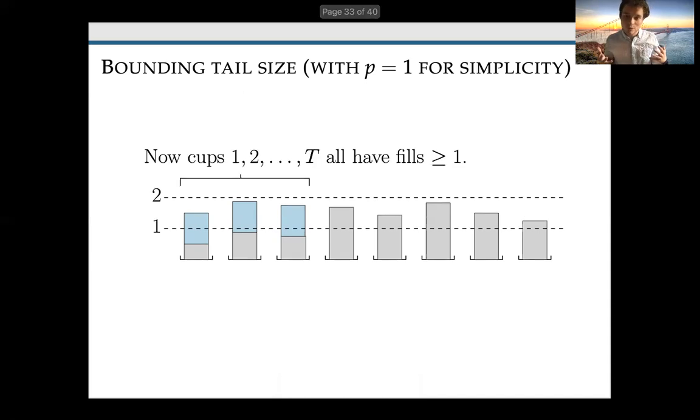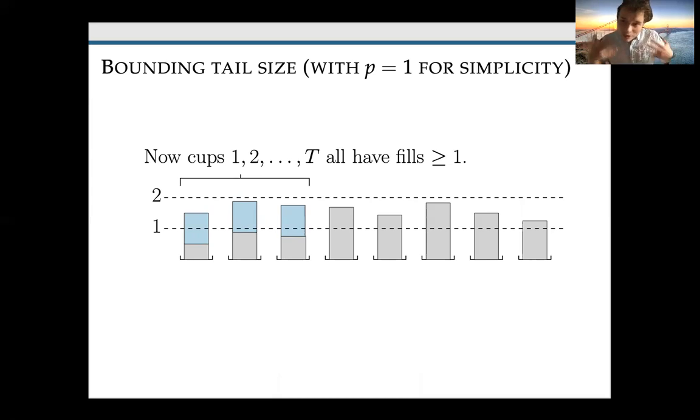Now we're in a situation where before we had some unknown set of T cups that had fills 2 or larger. And now we have a known set of cups, just namely the cups 1 through T, that are guaranteed to each have fill at least 1. By the way, this actually works even if these cups were among the cups that contributed to the tail size initially, although you have to be a little careful about it.